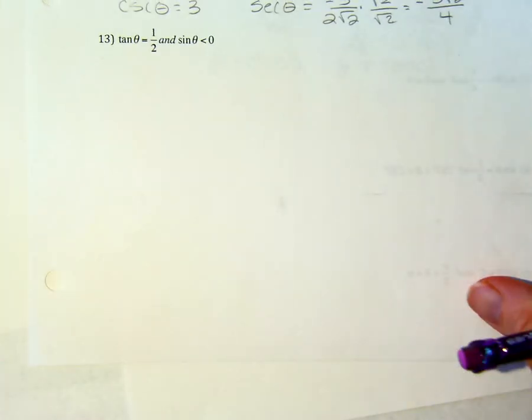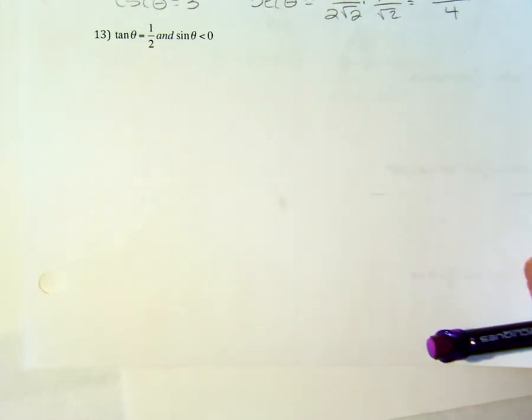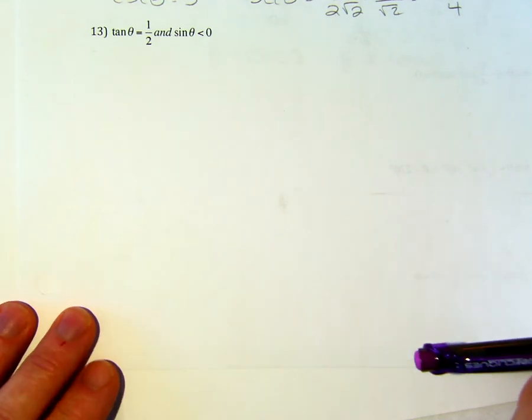It says tangent of theta is 1/2 and sine of theta is less than 0. So it's just like yesterday. We need to find the remaining trig functions, and we really want to try and find sine and cosine first. Unfortunately, it just gave us tangent. Even if I do the reciprocal, which is cotangent, that's still not going to get me sine or cosine.